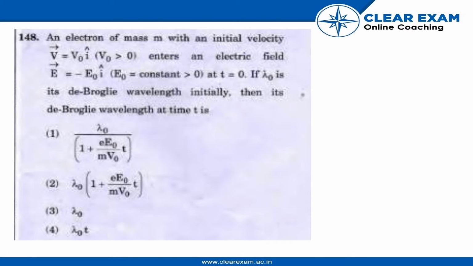So if lambda is its de Broglie wavelength initially, then its de Broglie wavelength at time t, let's assume the wavelength at time t will be given as lambda is equal to h upon m v naught. Okay, so we will assume this as the de Broglie wavelength at time t.